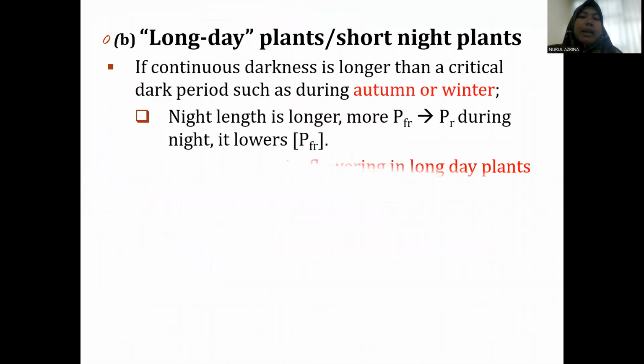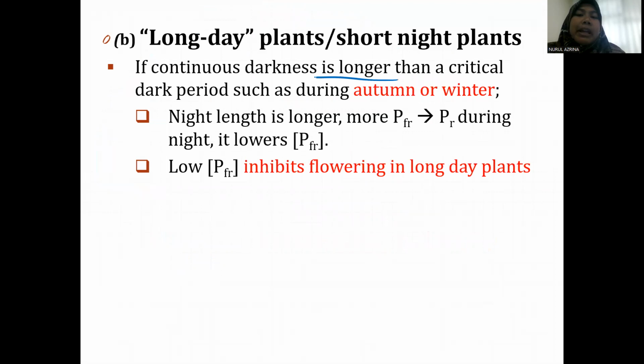okay, the short night plant is exposed to dark period that is longer than the critical period? Okay, what happened to this plant in autumn or winter? Okay, so when the night length is longer, we are talking about still short night plant ya, tapi kalau kita bagi dia exposure of the night length that is longer than the critical period. So what happened? More PFR convert into PR during the night time, right? And thus lower the concentration of PFR. So low concentration of PFR will inhibit flowering in the long day plant or short night plant.